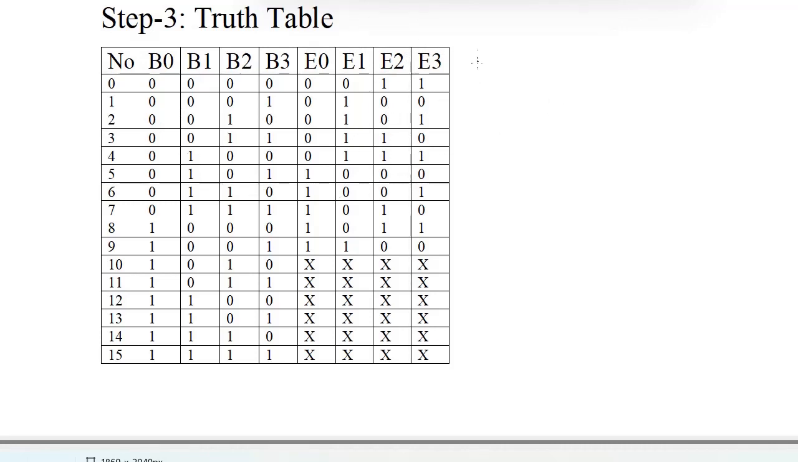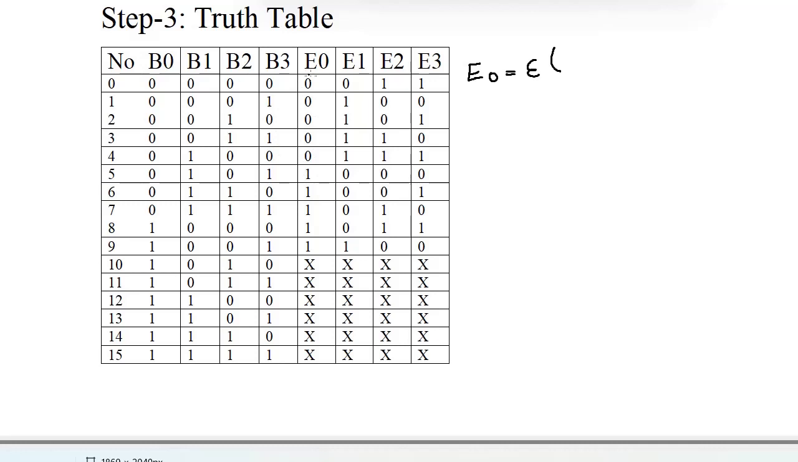By using the truth table, I am getting the expression or function values. So E0 equals, write the min terms available in the table. Write the equivalent min terms, sigma of. So for E0, you can observe the E0 variables, the E0 column.